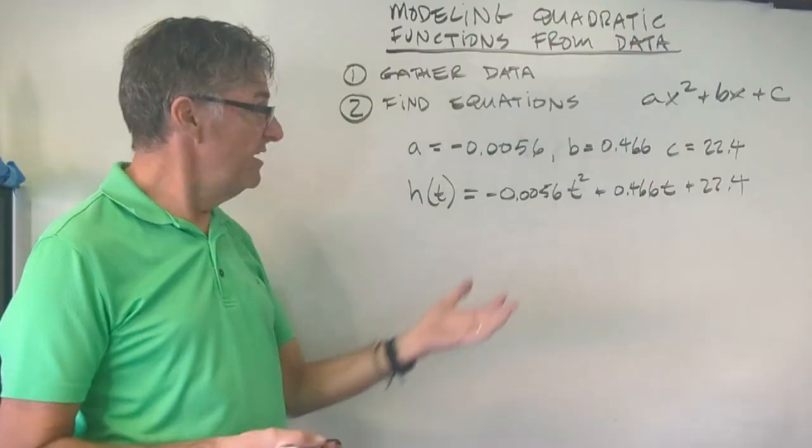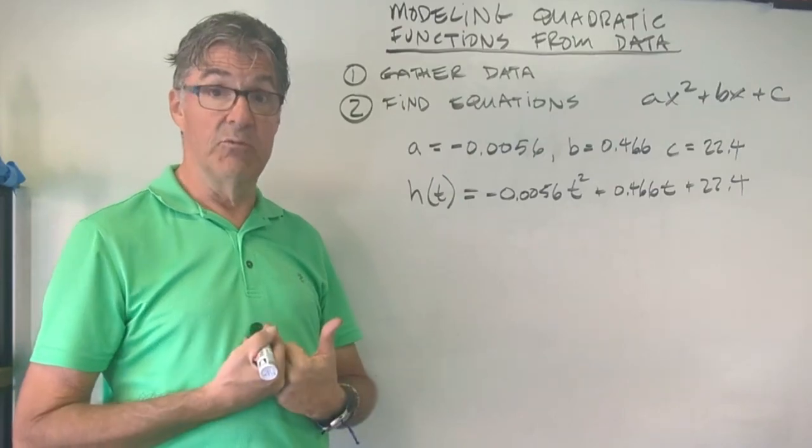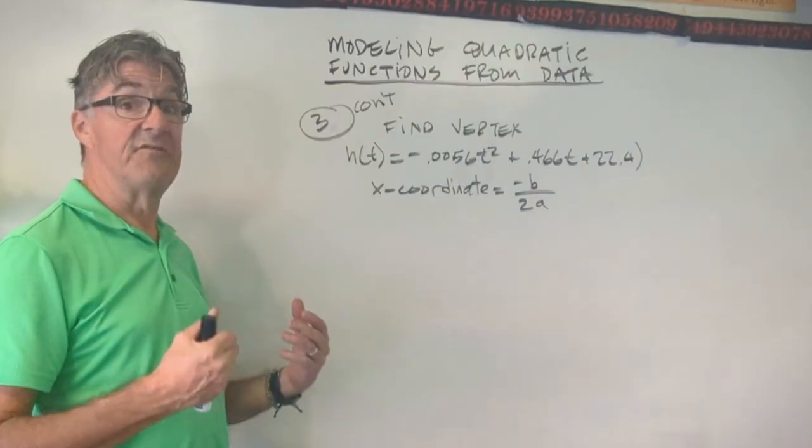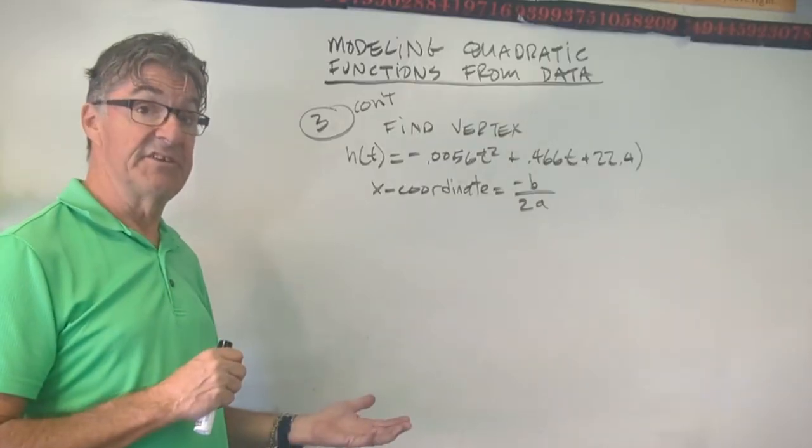So that's pretty cool. This equation arose naturally out of the data that we collected. All right, let's find the vertex. And there's a quick and easy way to do that without completing the square.